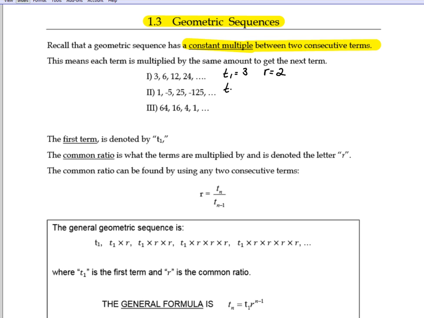Term 1 here is 1, and our common ratio, -5. We're multiplying by -5. Good. Each time. Term 1, 64. And what are we multiplying by each time?